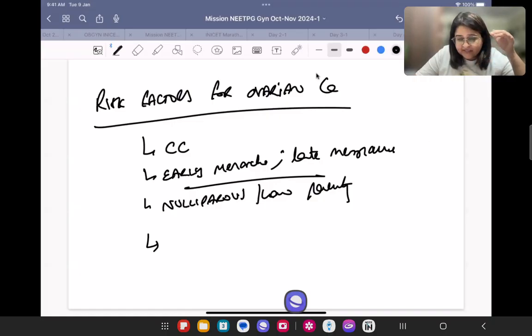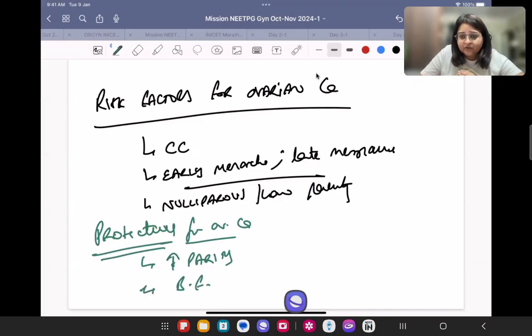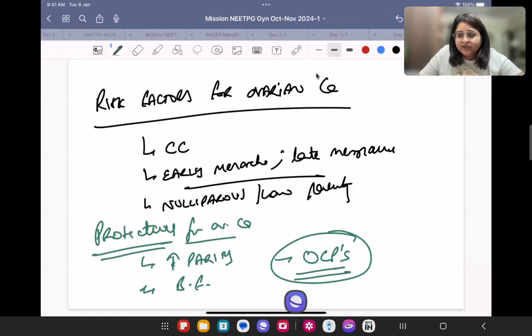But just on this same topic, what are the protective factors for ovarian cancer? High parity, because there is less ovulation. Women who are breastfeeding, because they are again anovulatory, and very importantly, OC pills. That is what I was looking for. OC pills' primary action is inhibition of ovulation. So OC pills protect against 3 cancers: C, E, O. What is C? C stands for colorectal.